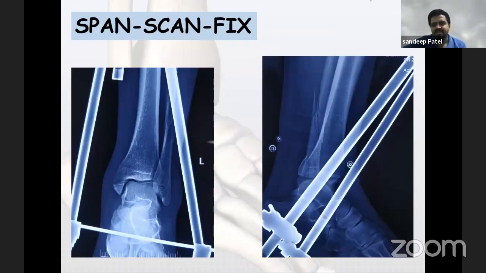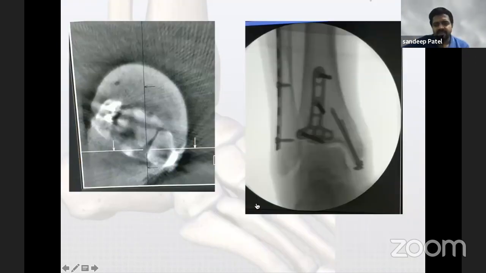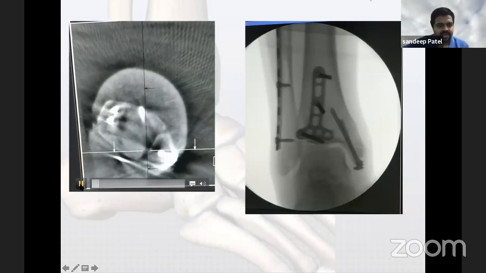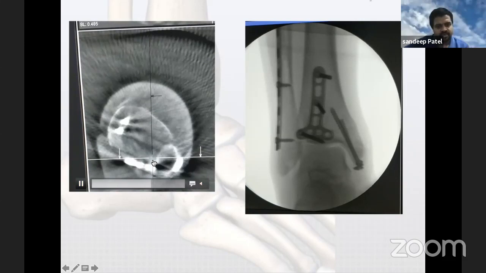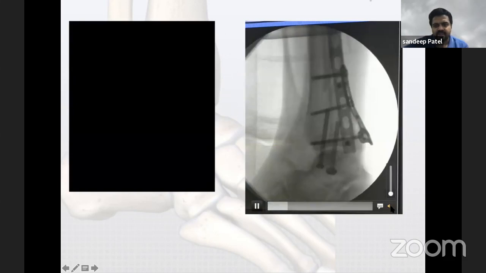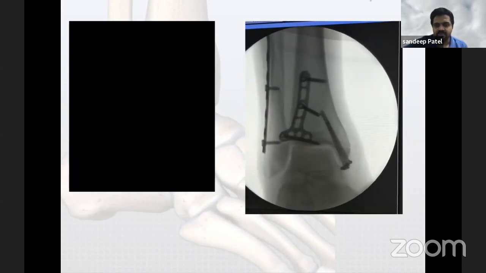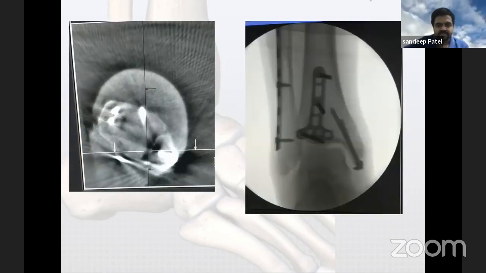So again, we follow span scan fix in such high energy cases, and then we go ahead with the CT scan. You can see the amount of syndesmotic displacement and the small posterior malleolus which is attached with it. So again, the heart of the procedure is to fix everything. So the posterior malleolus has been buttressed. Again, this is an intraoperative CT scan which we have used, wherein you can actually see how beautifully the syndesmotic reduction is. You can also see the orientation of the plates. It's fun to have an intraoperative CT scan wherein you can really assess the reduction quality of your case.